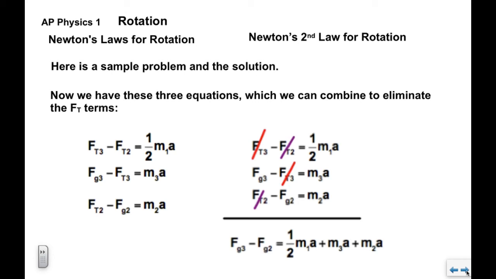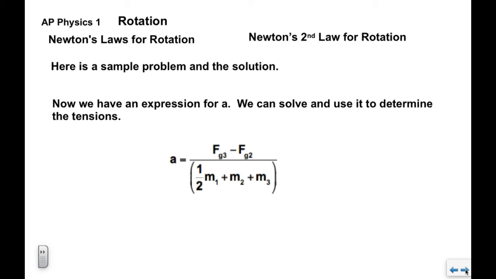So now we have three equations. We can combine them to eliminate the Ft terms. This one eliminates that one. The Ft2's go away, and we end up with Fg3 minus Fg2 equals 1/2 m1a plus m3a plus m2a. And then we can generate a relatively simple expression for the acceleration of this system. We can then solve for a and put it back into the force equations to get the two Fts. Again, that modified Atwood machine is a popular type of problem.